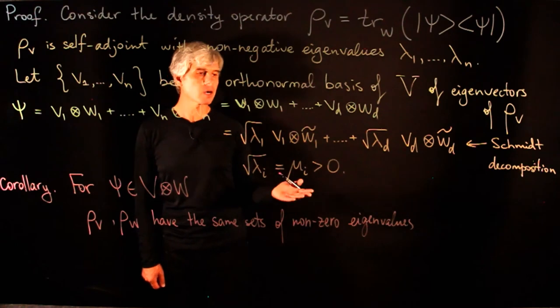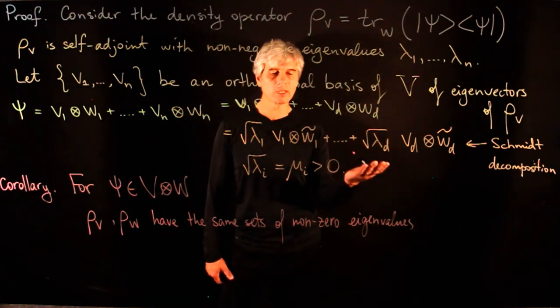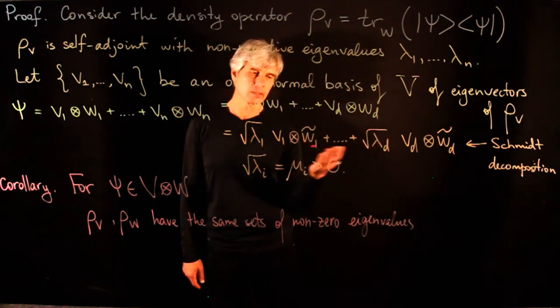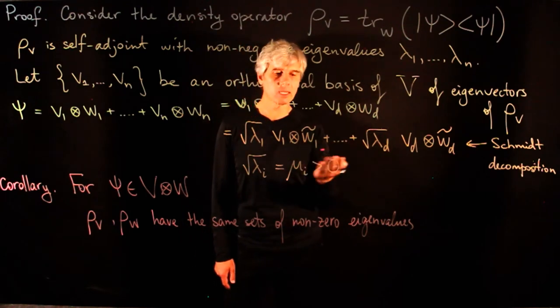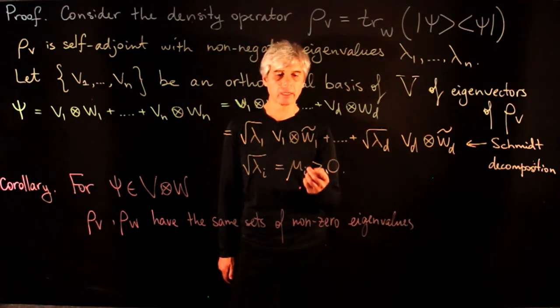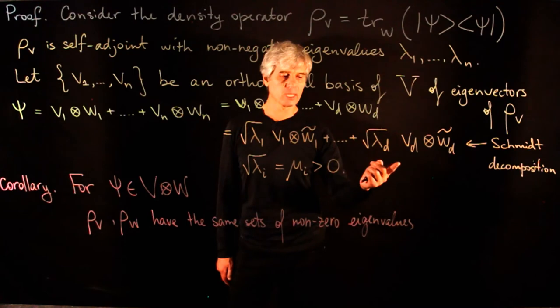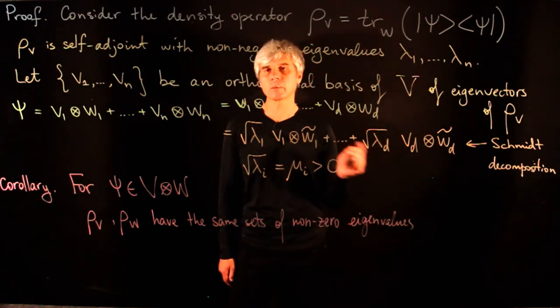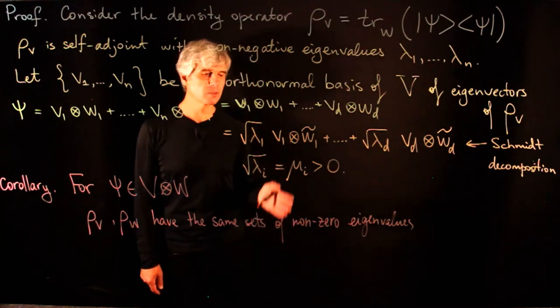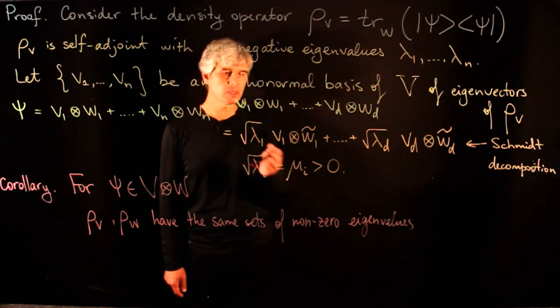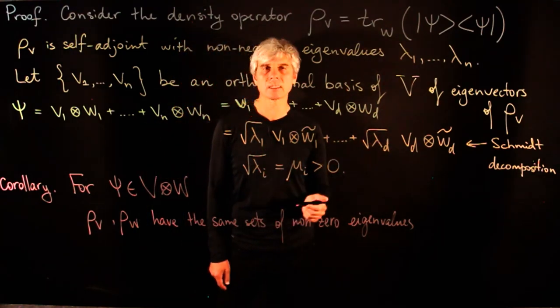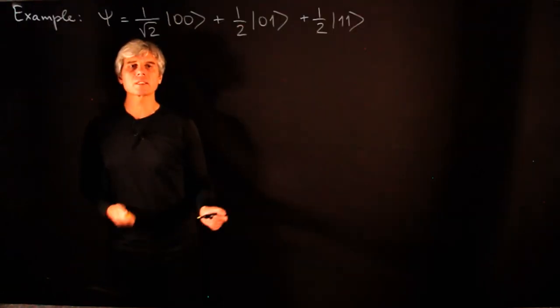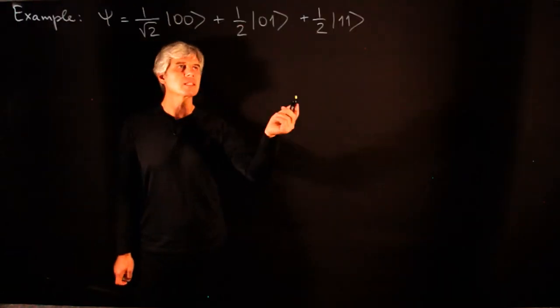And finally, we remark that, again, from the Schmidt decomposition, we can tell whether the state is entangled or unentangled. So if the Schmidt decomposition has a single summand, so if d is equal to 1, then we have an unentangled state. If d is greater than 1, then the state is entangled. Now, let us work out one explicit example.